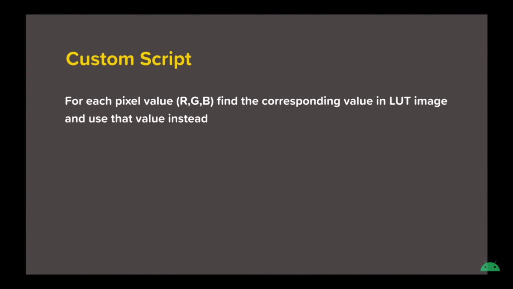So a custom script should be pretty straightforward. It should also be tweakable, so that should be good. With a custom script, we need to take each pixel value, find the corresponding value in the LUT image, and use that value instead.